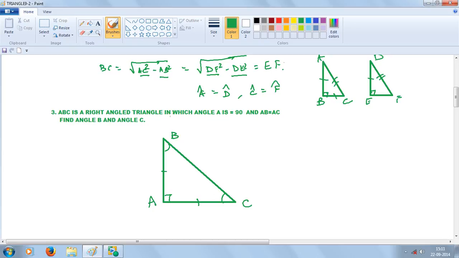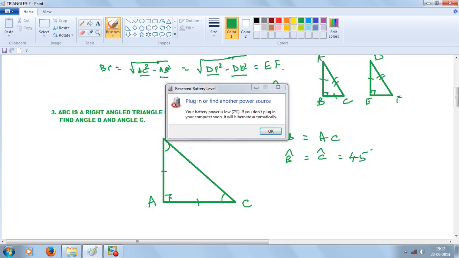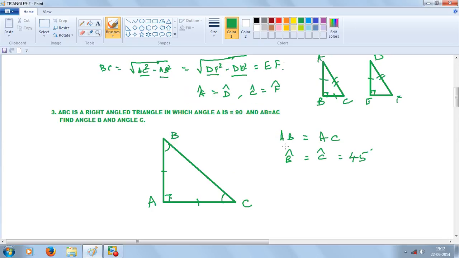ABC is a right angle triangle in which angle A is 90. This is an isosceles triangle, so AB is equal to AC. Therefore, angle B is equal to angle C is equal to 45 degrees. How? One angle is A, and the other two angles, angle B plus C, is equal to 90. Therefore, angle B is equal to angle C is equal to 90 divided by 2, which is 45.